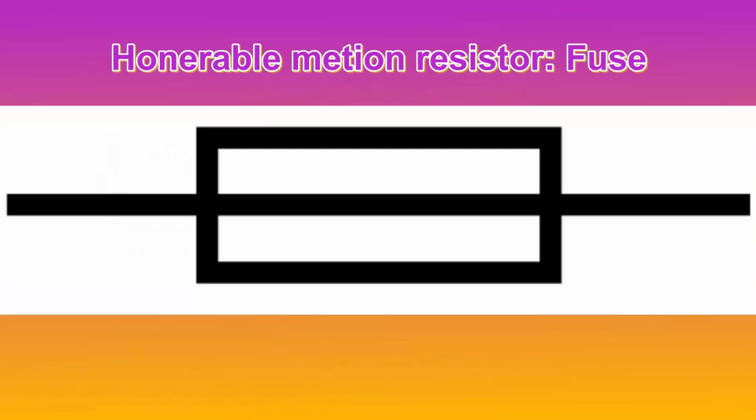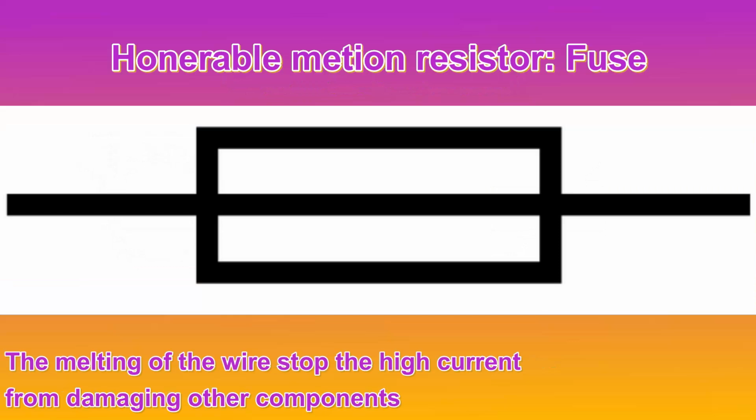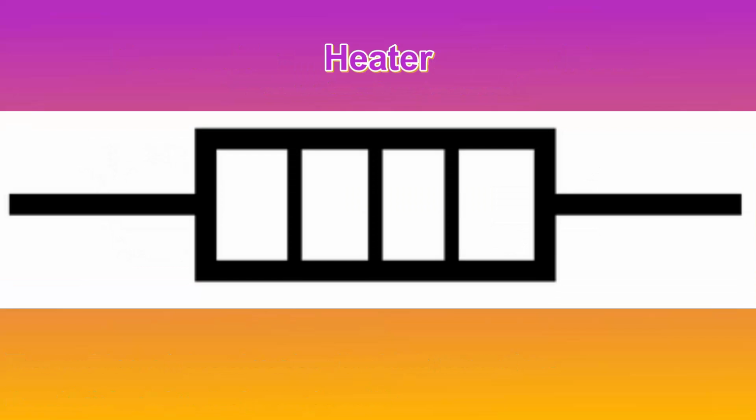Honorable mention to the fuse, while technically not a resistor in the traditional sense, it works to prevent overflows in current by heating up when the current is too large, causing the wire to melt due to the fuse's resistance. There's also the heater, which as current passes through it heats up.